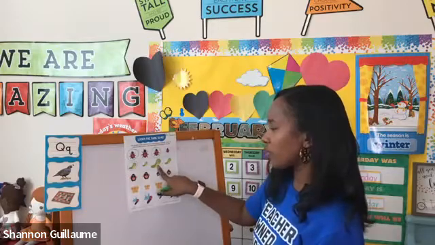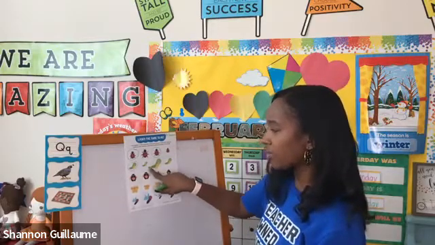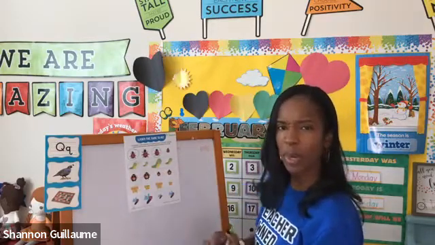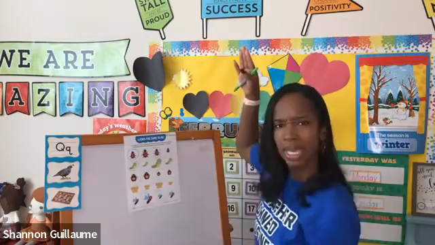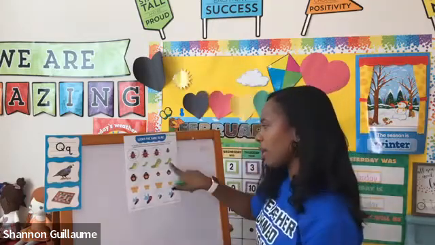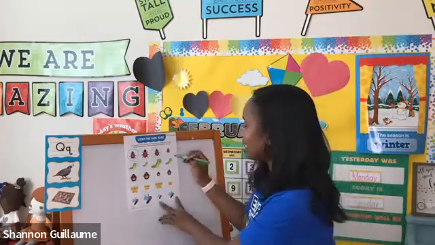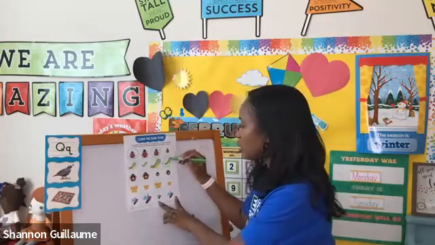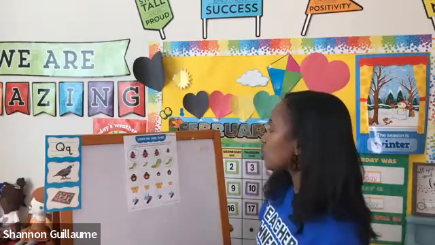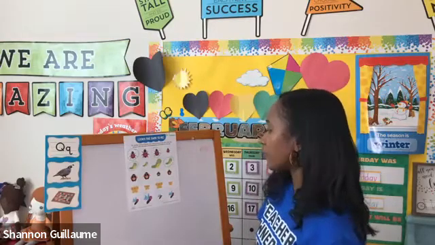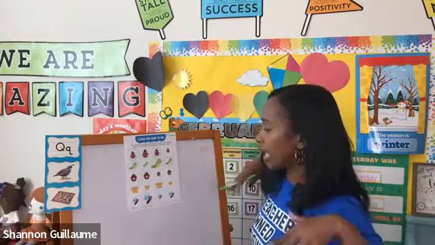What about this one, friends? Is this worm here the same size as that worm? No, this one is big, right? It's a big worm. What about this last worm here? Yep, it's the same size. Let's circle it. All right, let's go to our next garden friend that has wings, right?